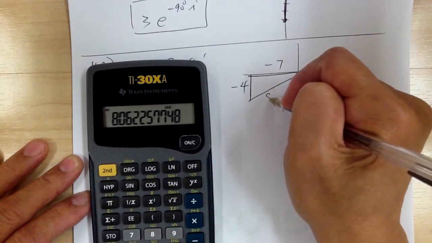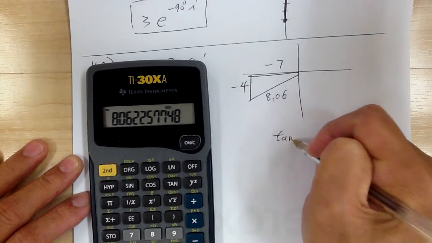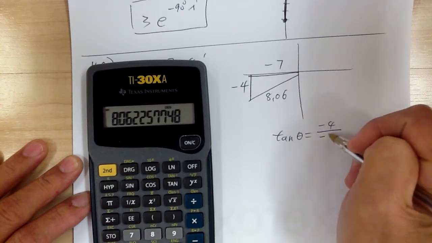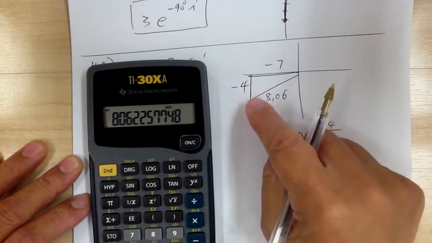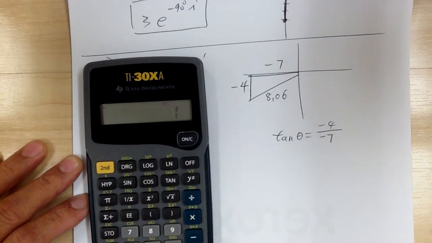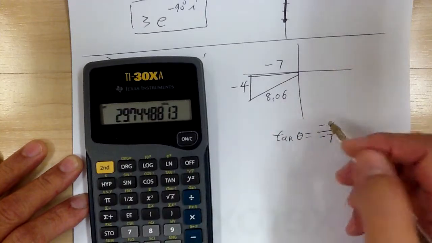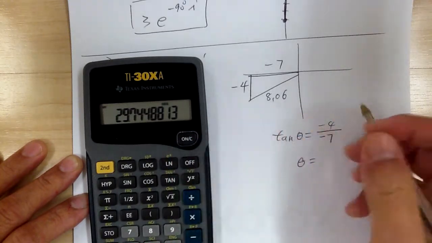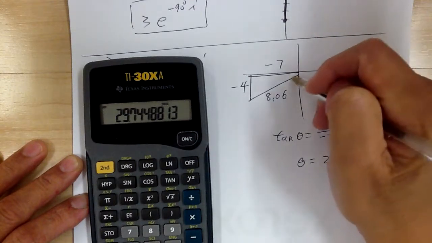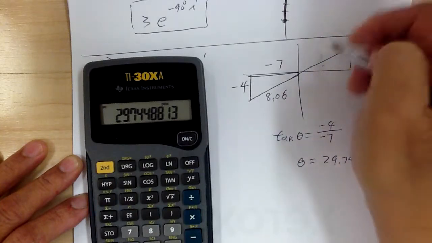Okay, so this is going to be 8.06, and tangent theta equals negative 4 over negative 7. So 4 divided by 7 equals the second tangent. Now, what happened is you got theta equal to 29.74. Now that angle is what you get when you use the calculator; it will give you the first quadrant over here. So that's what you're getting.